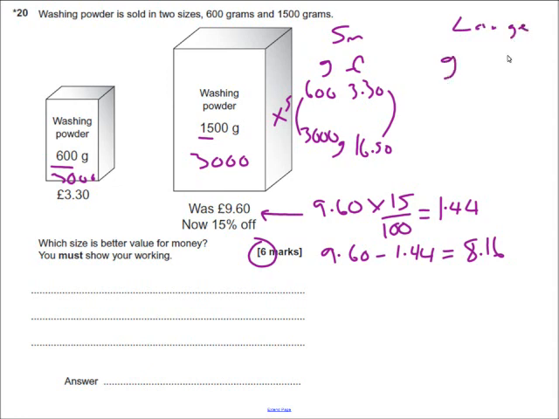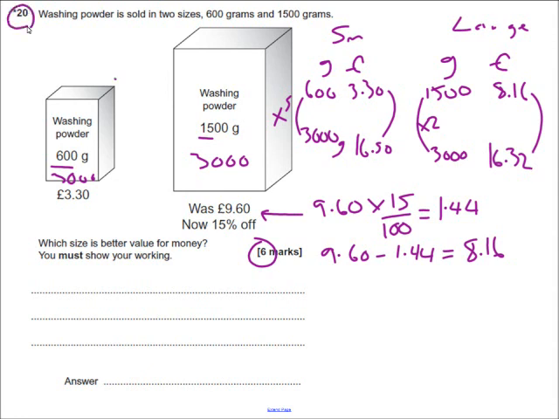The large box, grams to pounds, is 1500 grams and it costs £8.16. And to get 3000 grams, so we can compare like with like, I've multiplied it again by a nice easy number, which is 2, which is what I have to do to the money. So 2 lots of £8.16, don't take any chances, put it in your calculator, is £16.32.